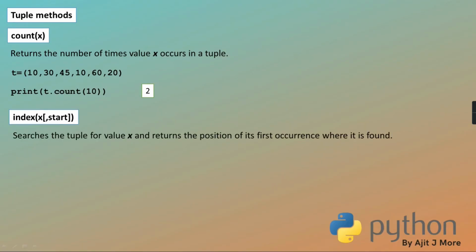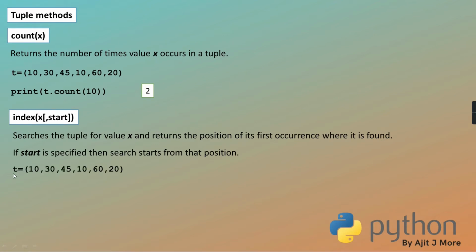Hope the concept is clear. So it searches the tuple for value x, and if that x is present, its first occurrence, wherever it is present, its position is returned. And if you give start, then the search will start from that start position. Example C, this is our tuple. We are saying t dot index 10. So 10 is present at 0th place, so it will return 0.